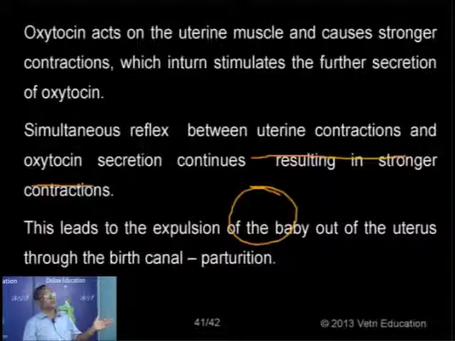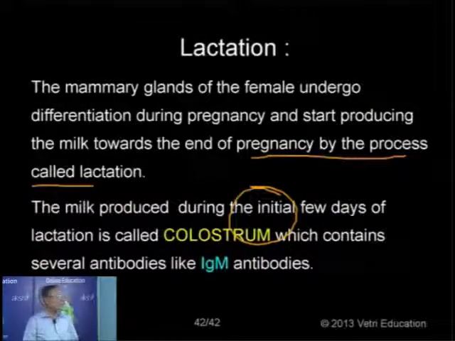Because of the simultaneous reflex between the contractions of the uterine wall and the release of oxytocin from the posterior lobe of the pituitary, we get even stronger contractions. Ultimately, the fetus is expelled from the uterus, and that phenomenon is called the parturition process. So don't forget, the stimulus is coming from the embryo and the fully formed placenta.